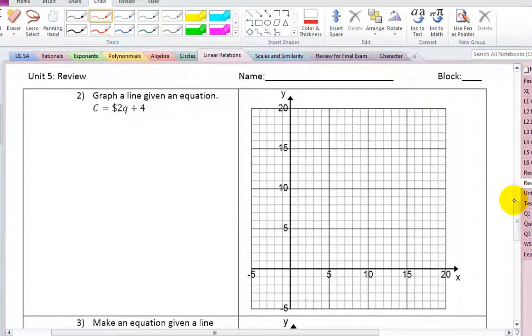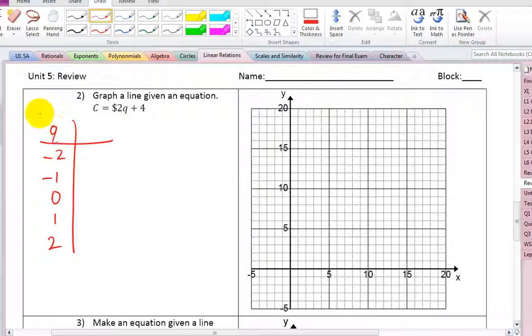Turn it over. Graph a line, given the equation. Better make a table of values. Let's go from -2 down. Okay. Now, which goes on the top? What comes first, C or Q? Q, because Q is your input. Okay. And C is your output. So you have to substitute and find all these points. Okay. Go for it.